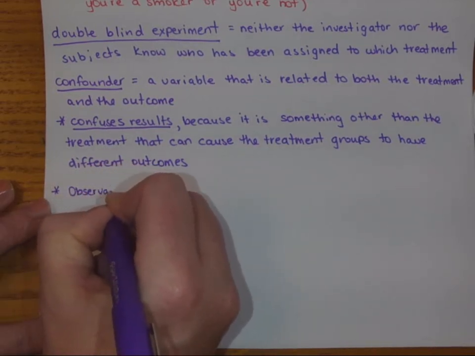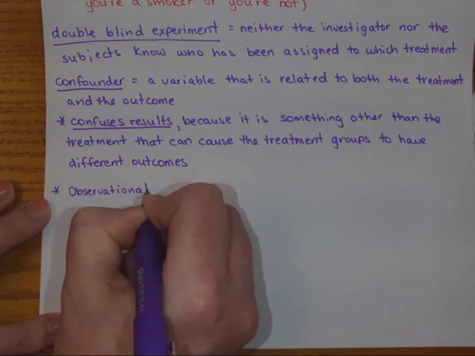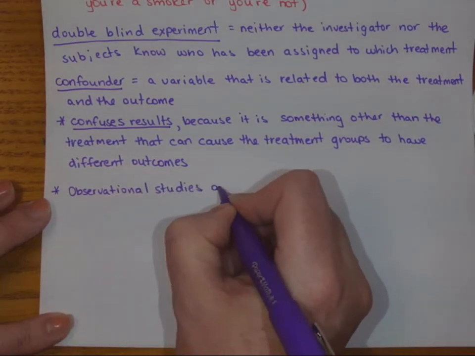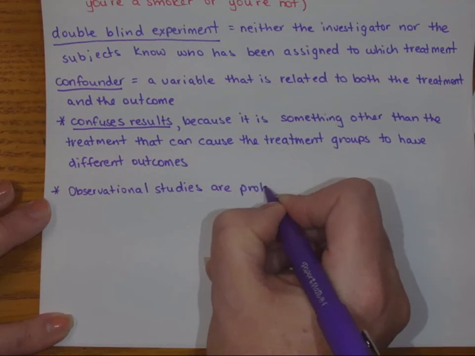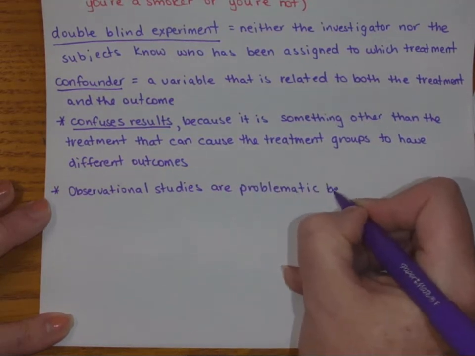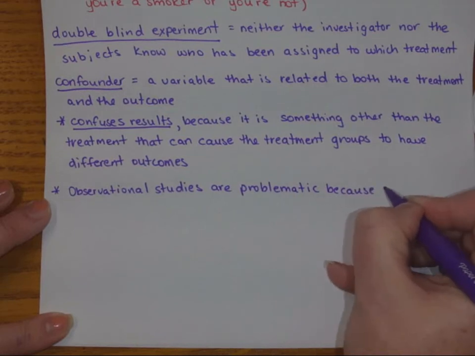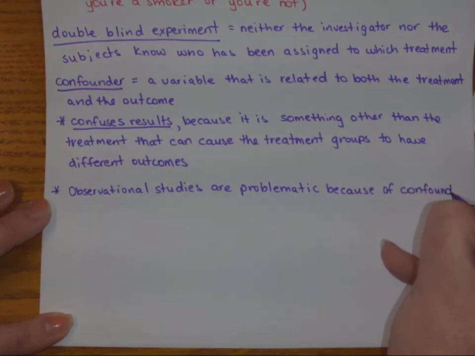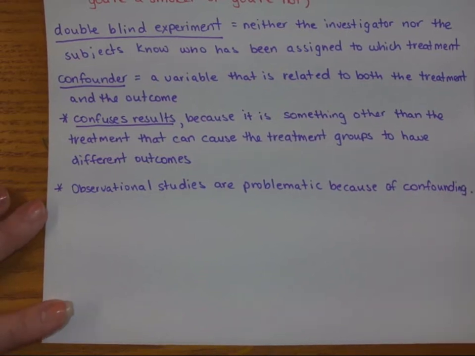So the problem with observational studies, although they are necessary for examples like the smoking one, for instance, is that they can often be problematic because of confounding. In other words, things that we weren't expecting to have an effect on our experiment can happen, and happen more so with observational studies because we don't have a whole lot of control over how the experiment is run.